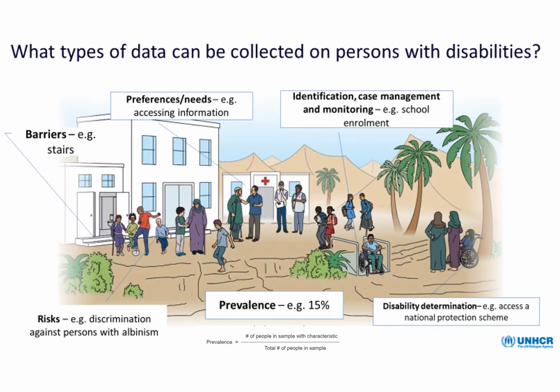So what are the types of data that can be collected on persons with disabilities? The first is the most straightforward one. It's the one that we receive most requests on, which is on prevalence. So how many persons with disabilities exist in a given population? You will see here that there's a 15%. This is the official global estimate for persons with disabilities. It was calculated in 2011 by WHO.